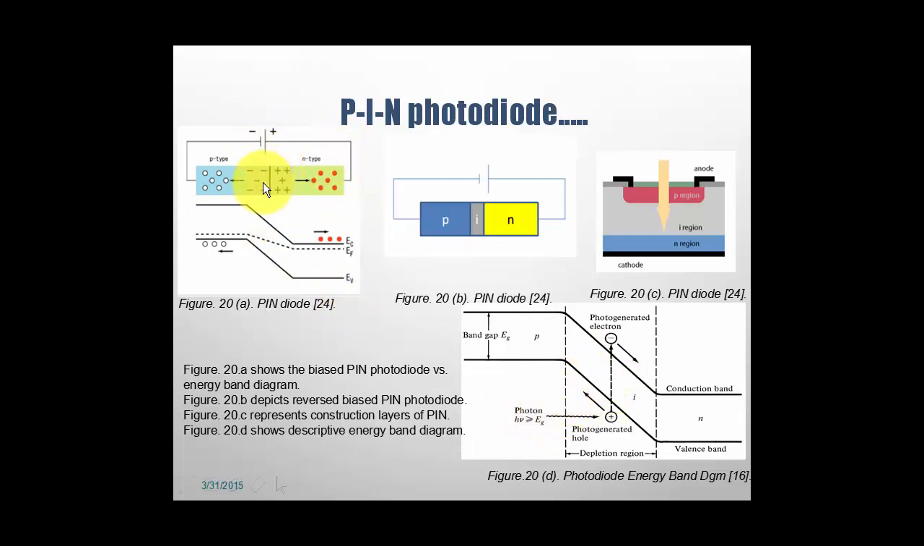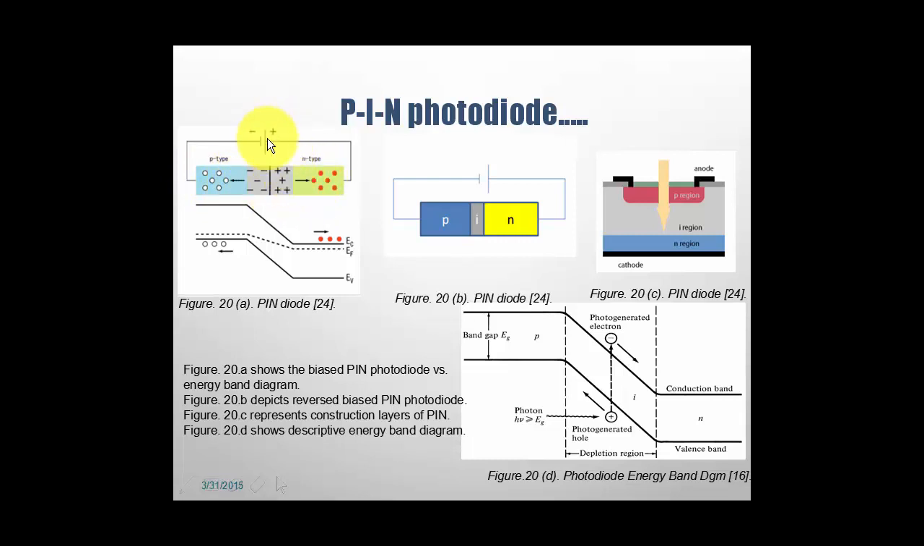You can see here, once light is incident on the junction, an electron-hole pair will be generated, and under the electric field they are separated. The free electron charge carrier will move toward the N material and the hole will move toward the p-type material, and it will produce the drift current.